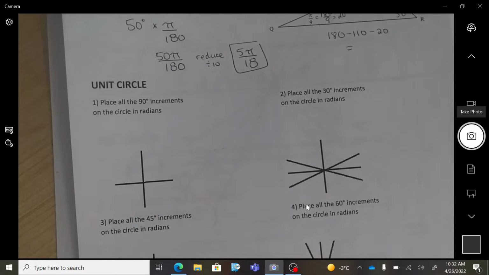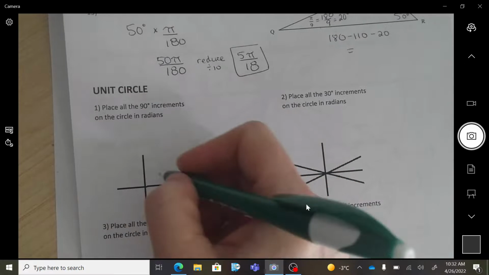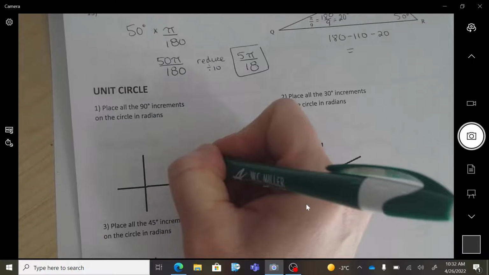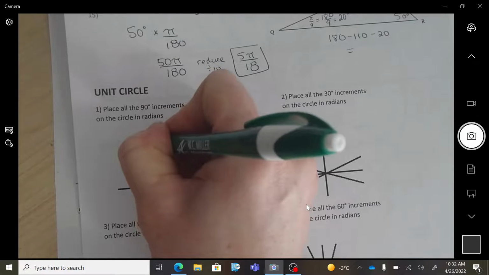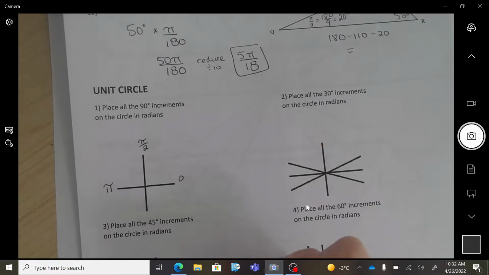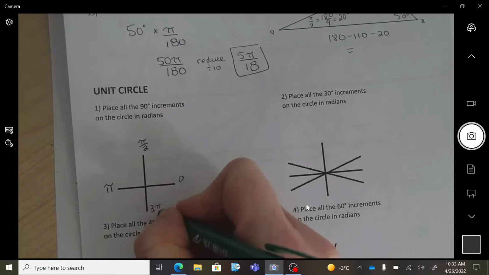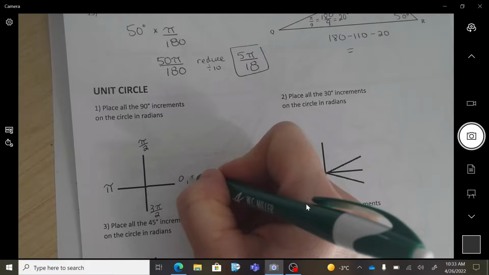Okay, let's talk about the unit circle when we're talking about radians. So all the corners here: this is 0, this would be pi over 2, and this is 1 full pi. This is 1.5 pi, so 3 pi over 2, and then this is 2 pi.